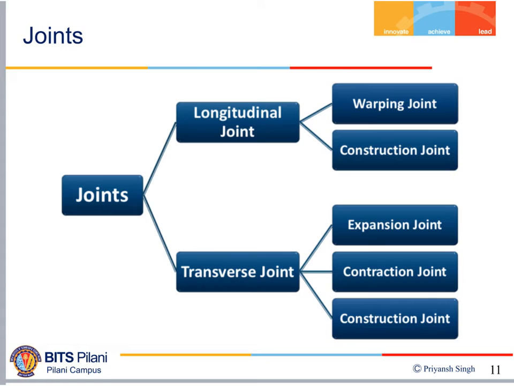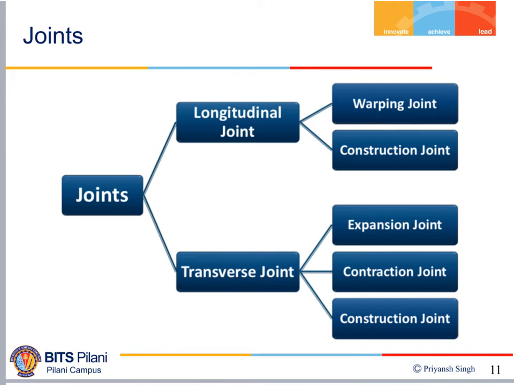You may have two types of joints in rigid pavement: a longitudinal joint and a transverse joint. Longitudinal joints are the joints along the longitudinal direction of the rigid pavement, and transverse joints are the joints along the transverse direction of the rigid pavement. A longitudinal joint may be required to resist the warping or to provide a proper construction stoppage for the rigid pavement. A transverse joint will be required to resist the expansion and contraction, and to provide a proper time gap for construction. Let's understand them one by one.